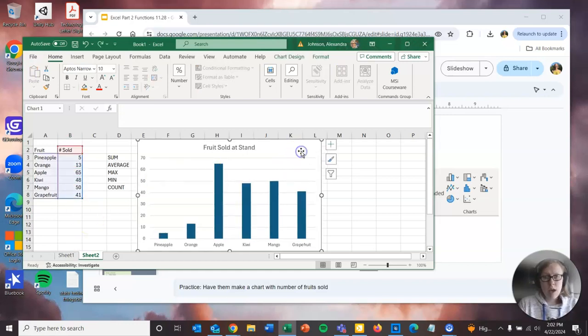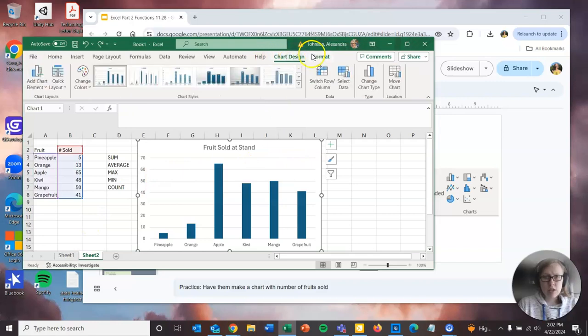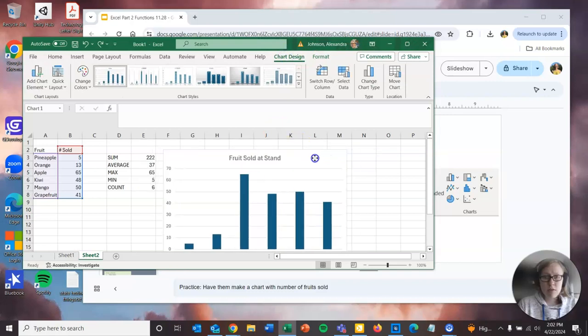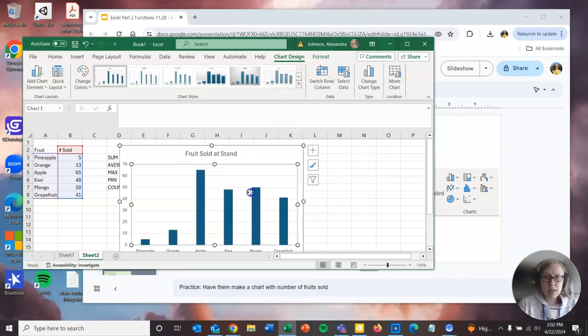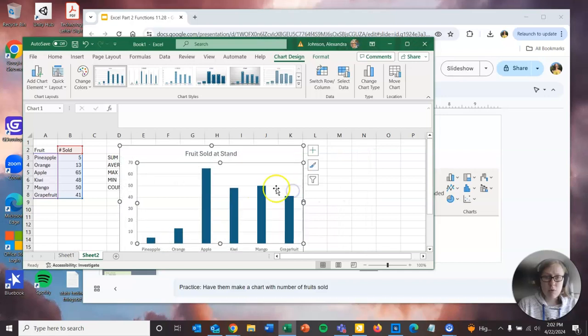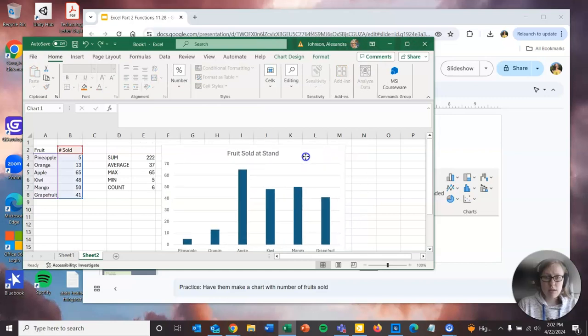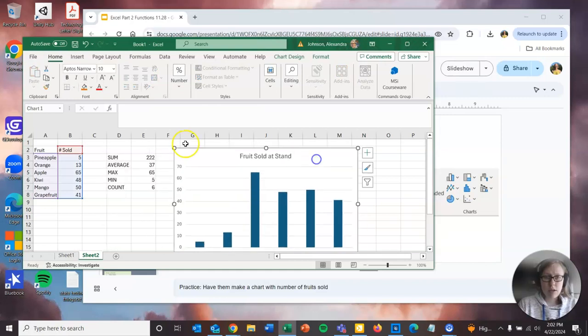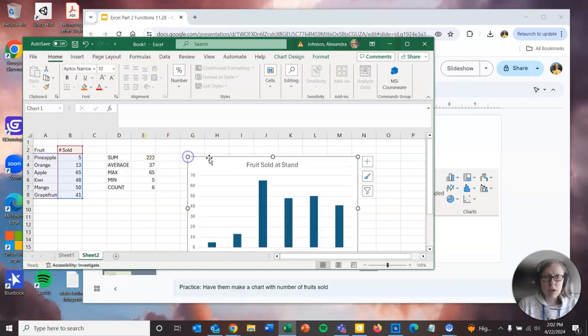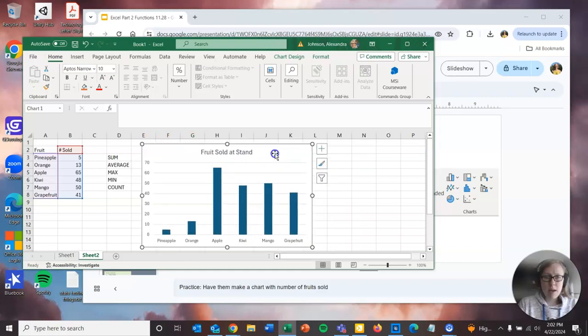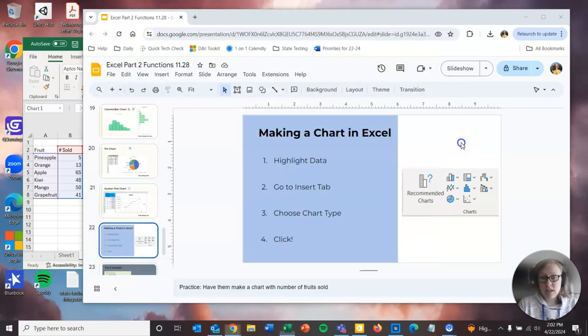Pretty cool. And there's a bunch of stuff you can do with the charts in terms of designing and formatting them. Just so you know, you can move the chart around by clicking in the white part of it. If you click somewhere else, you might accidentally move a part of the chart, and it's going to be a mess. Don't do that. Just click on the white part of it and drag it around. You can make it smaller or bigger. It's up to you. But that's how you put a chart in Excel: highlight your data, insert, chart type, click.